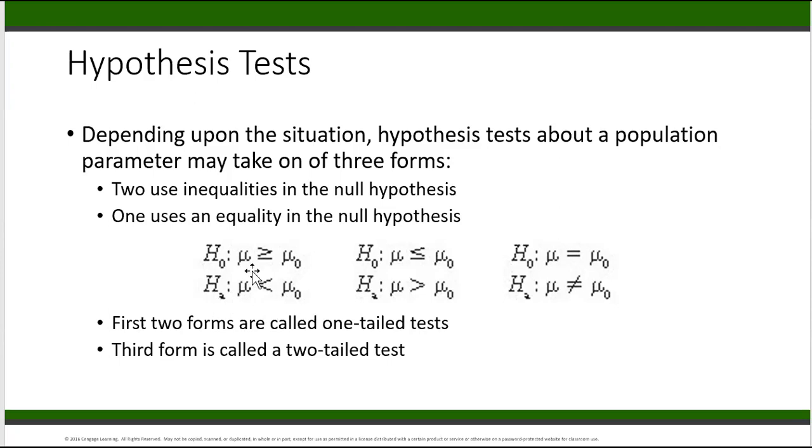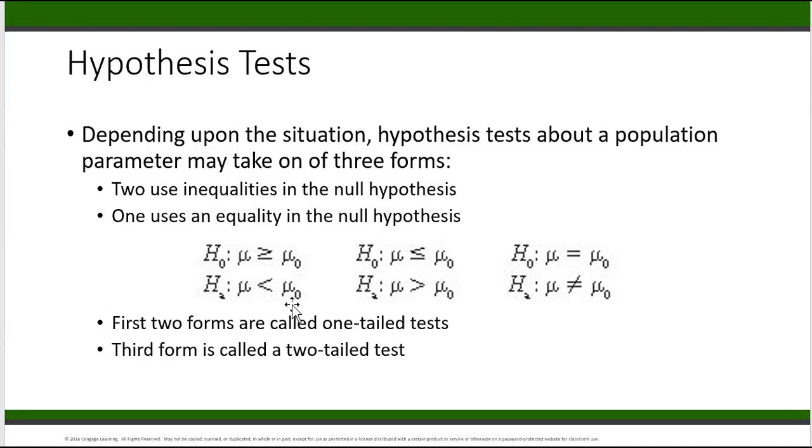So if our research question is to see, for example, if the average GPA of a CSUSM student is less than 3, that would be our research question, all right? The average GPA of a CSUSM student less than 3.